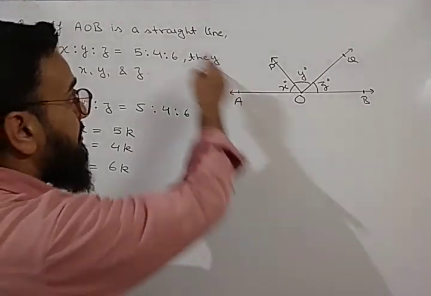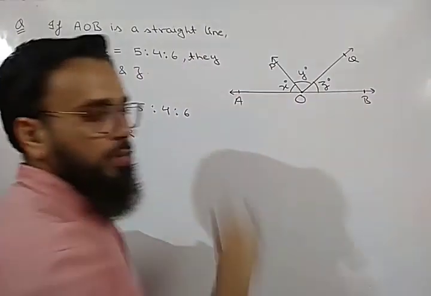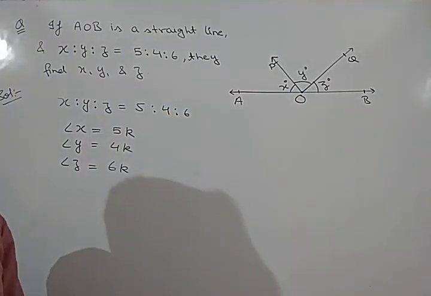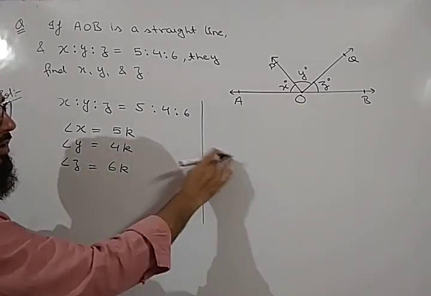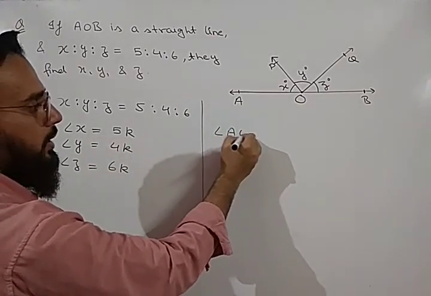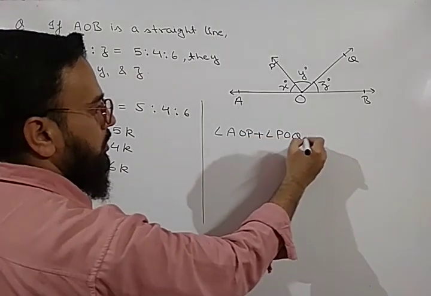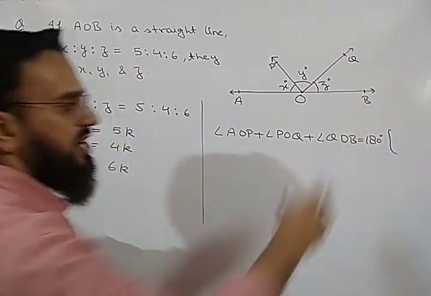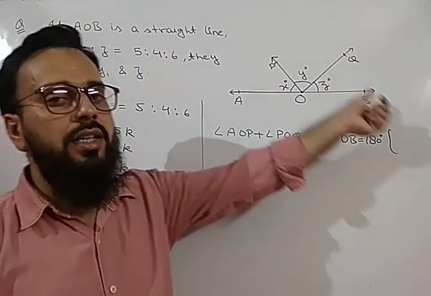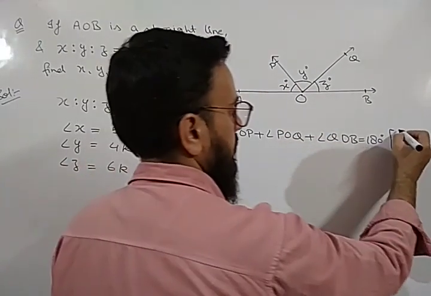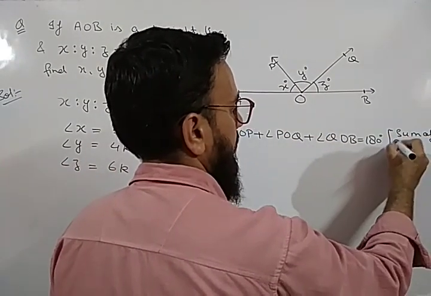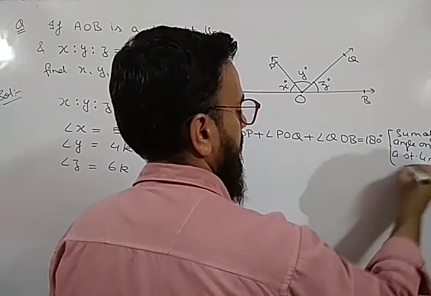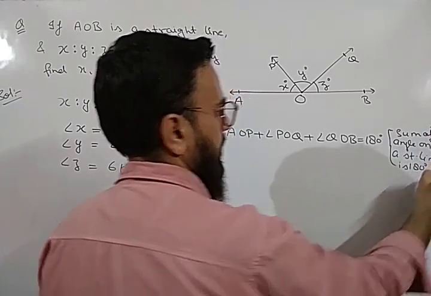Now, AOB is a straight line, and we know that the sum of all the angles on a straight line is always 180 degrees. So we are going to use that theorem. We write angle AOP plus angle POQ plus angle QOB is equal to 180 degrees, and you will write the statement of the theorem: the sum of angles on a straight line is 180 degrees. You can write it in short.